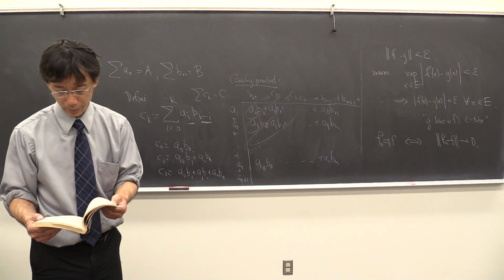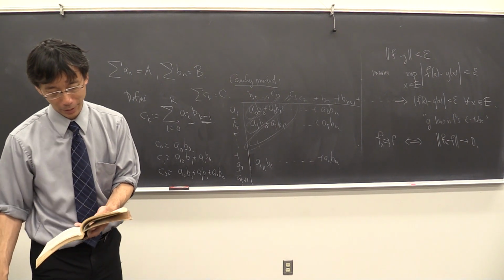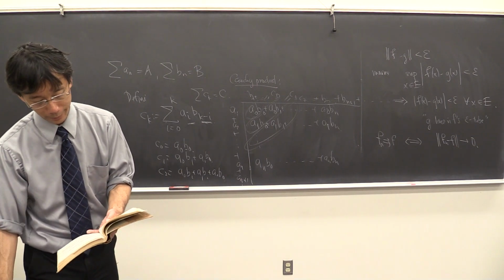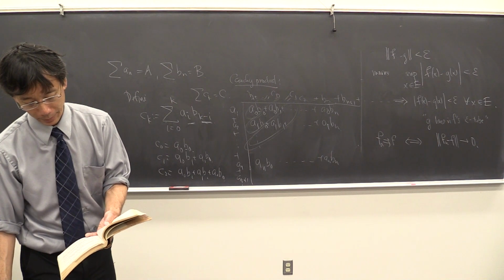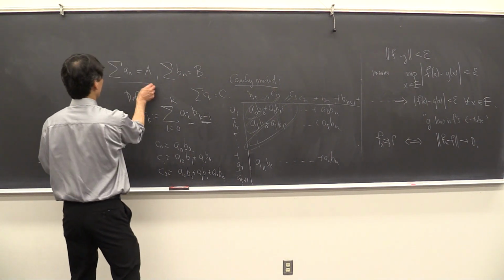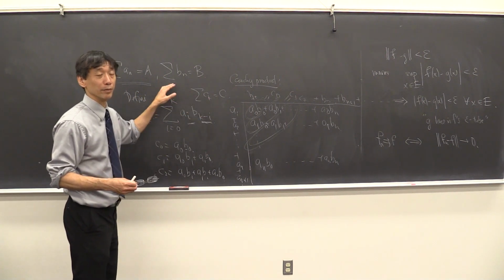Just a second. That's not Merton's theorem. That's Abel's theorem. Merton's theorem is that as long as one of them converges absolutely, then the Cauchy product will converge to the product.